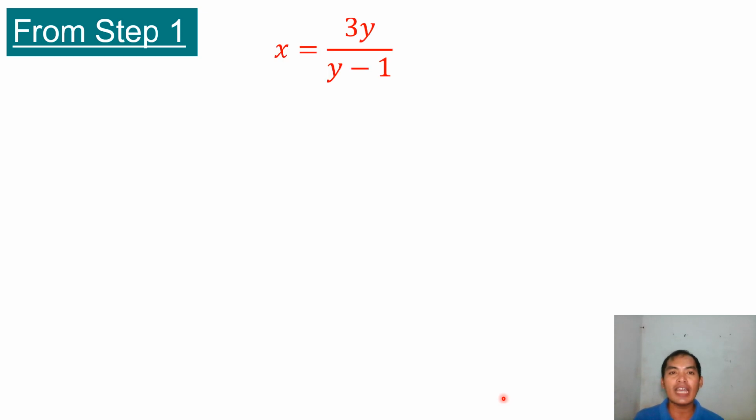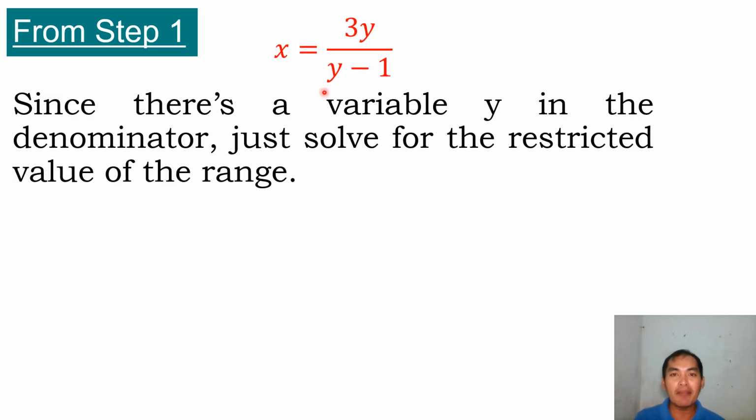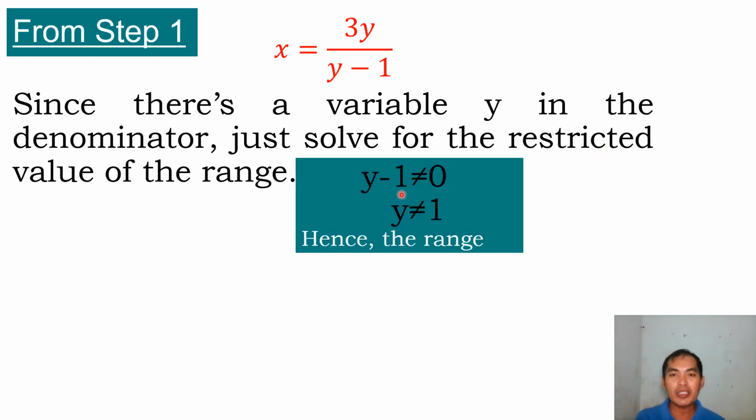Now, to get for the range, remember that there is variable y in the denominator. Therefore, you equate the denominator to 0 and solve for y. That became the restricted value. The word restricted, so I changed equality to not equal. Y minus 1 is not equal to 0. Transpose negative 1 to the other side, it became positive 1. So therefore, y is not equal to 1 as part of the range.